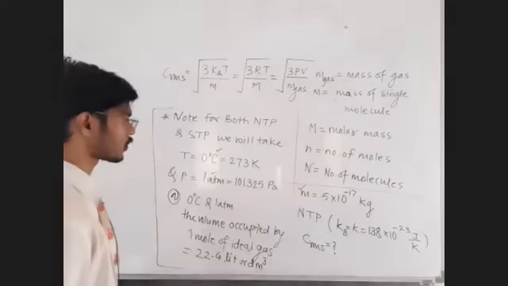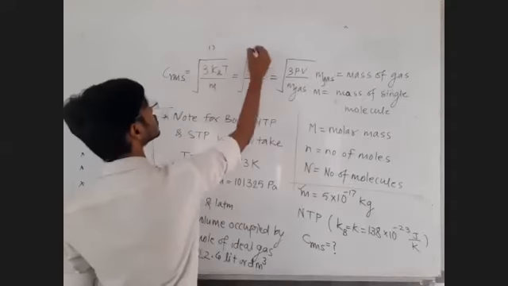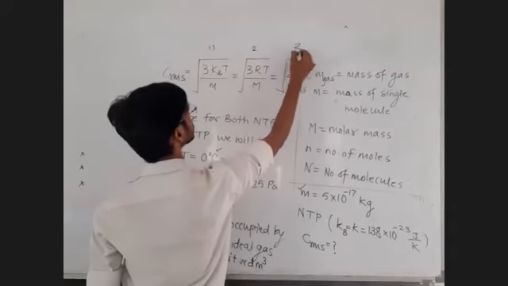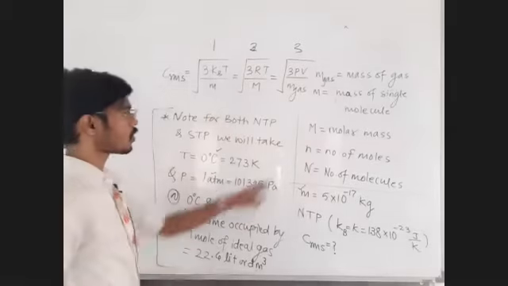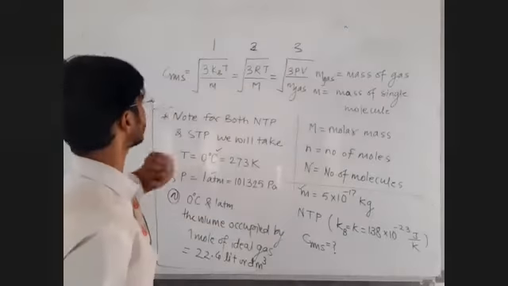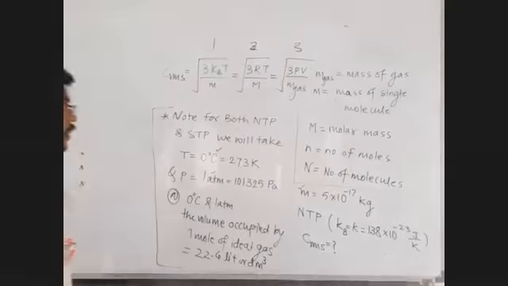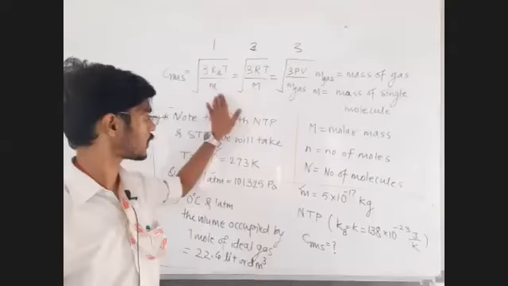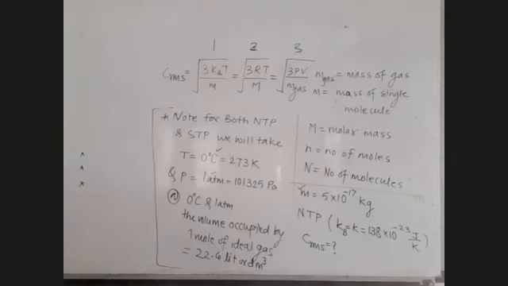Now let us go for the formula. Tell me, formula number 1, 2 or 3, which formula shall I use? Small m we are given, so we shall use formula number 1. Okay, so let's do that. You guys just do that. Put the values and tell me the answer. Try to do that.